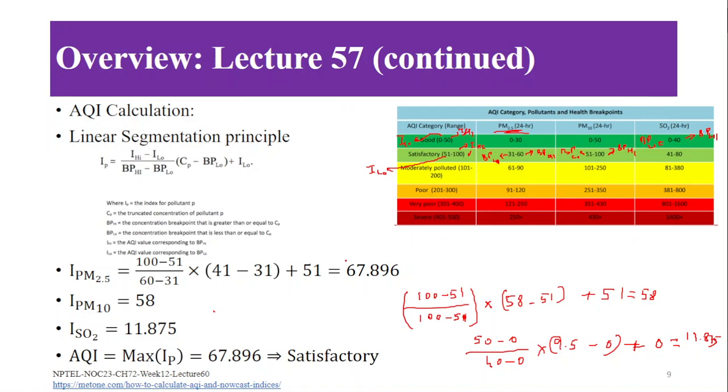Okay. Now out of these, which is the maximum one? So this is the maximum one. So the AQI is equal to 67.896. So where does this lie in the AQI category? AQI 67.896 lies in this, so it becomes satisfactory.